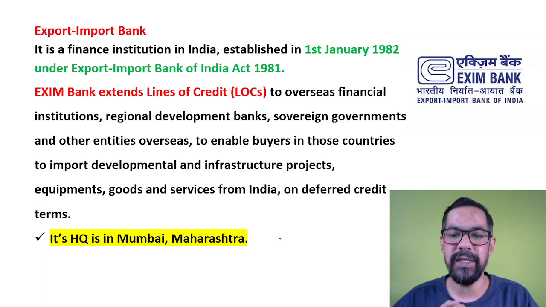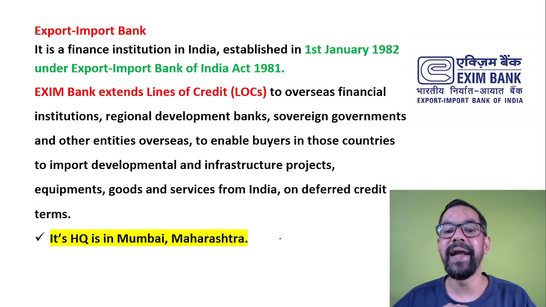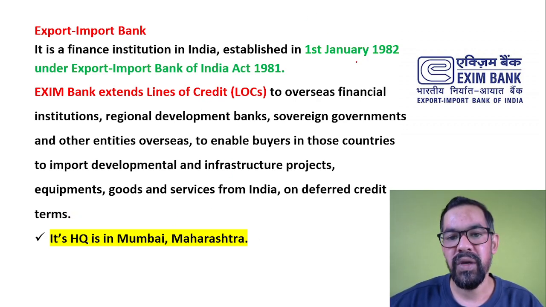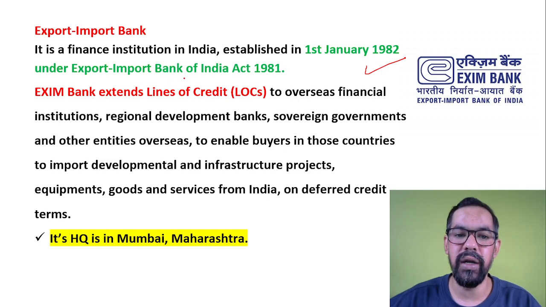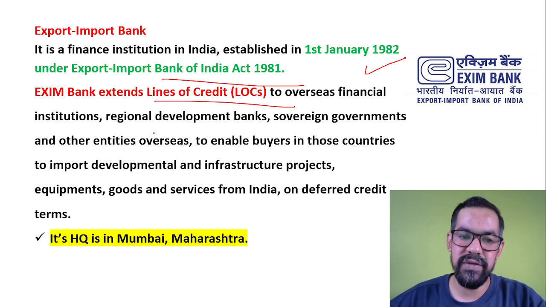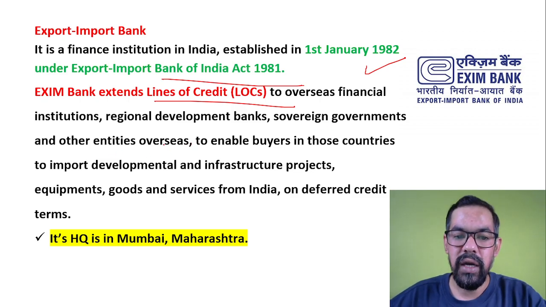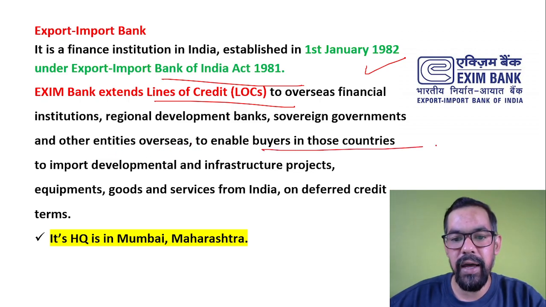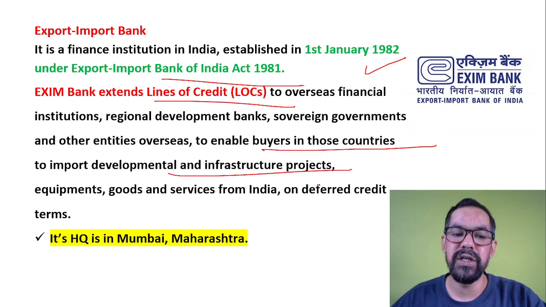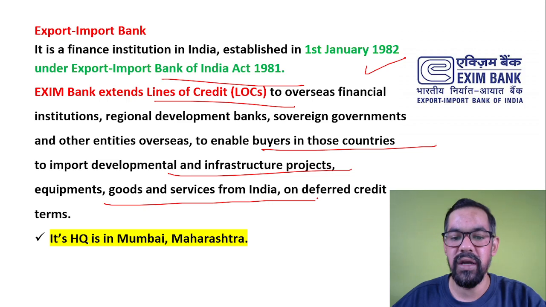Okay, so EXIM was founded in 1982. It is a financial institution established on 1st January 1982 under the EXIM Act 1981. EXIM Bank extends lines of credit to overseas financial institutions, regional development banks, sovereign governments, and other entities overseas to enable buyers in those countries to import development and infrastructure project equipment, goods, and services from India on deferred credit terms.